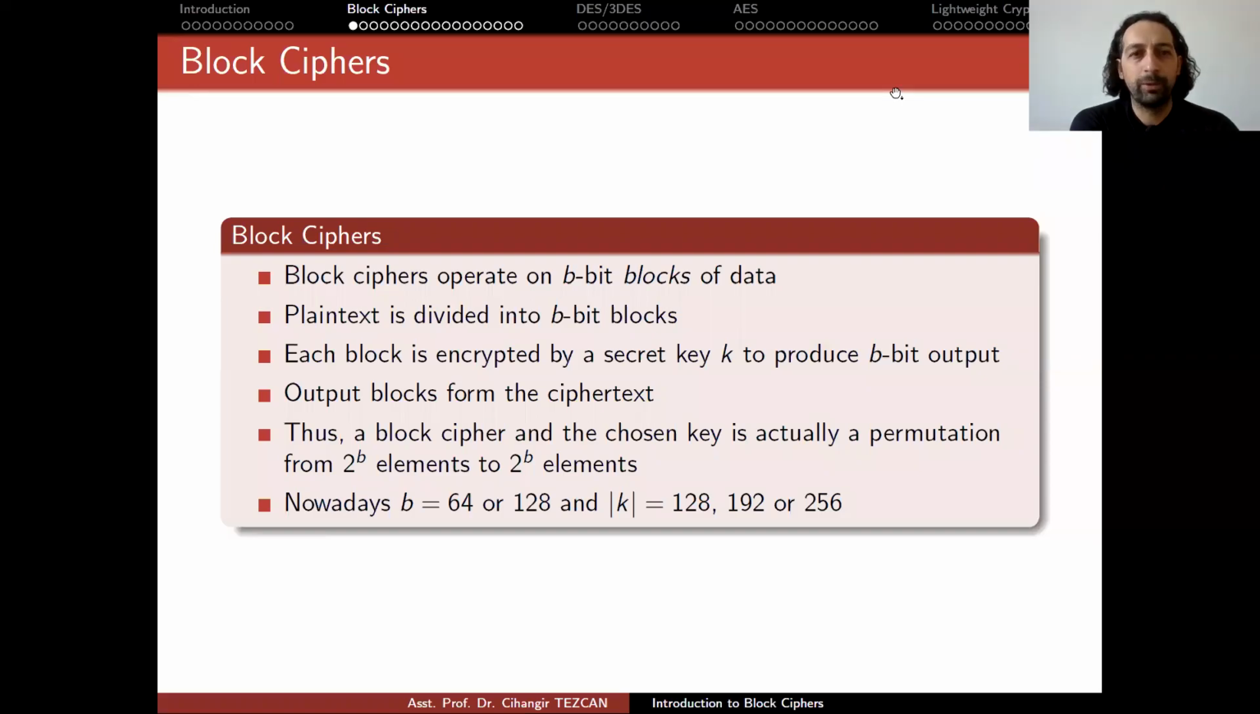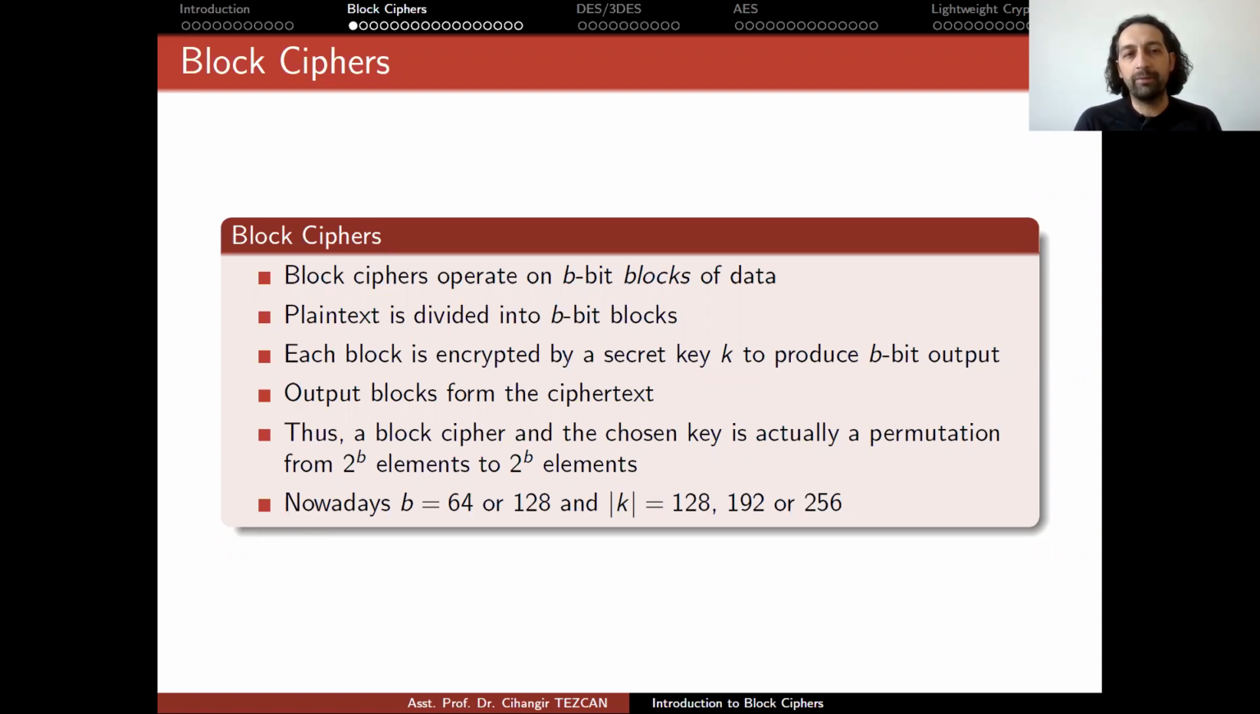Now it is time to talk about block ciphers. Block ciphers operate on b-bit blocks of data. So this is why we call them a block cipher. So it doesn't matter the size of your data. It can be a few bytes, or it can be a file in your computer that takes like 2 terabytes.